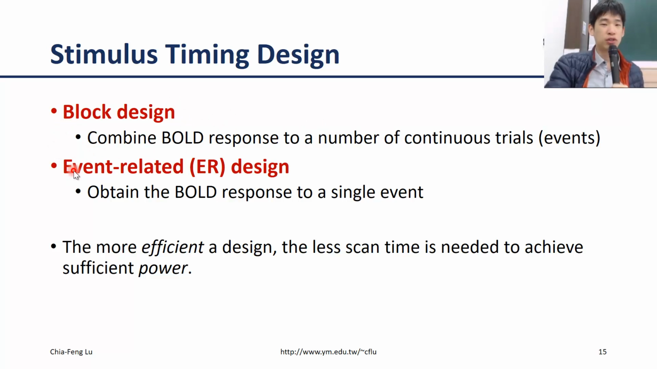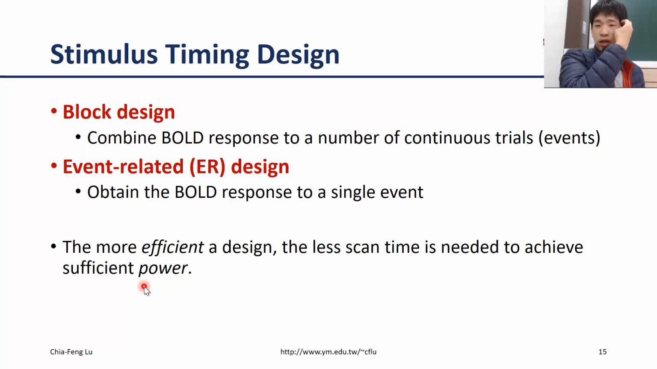I will introduce this later. But I think you should know another point here, that normally when we are talking about an experimental design, we also care about the efficiency. Efficiency means that the more efficient a design is, the less scan time is needed to achieve sufficient power. When I say power, that is the detection power or statistical power, by which I can claim the BOLD response is really correlated to the condition or to the stimuli.